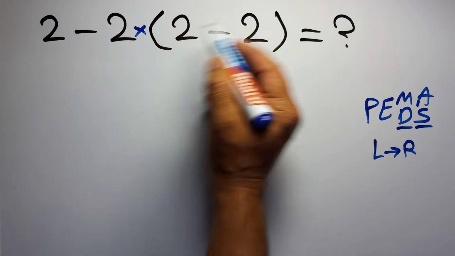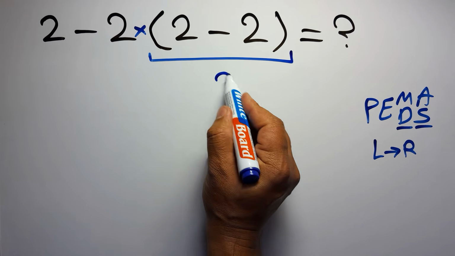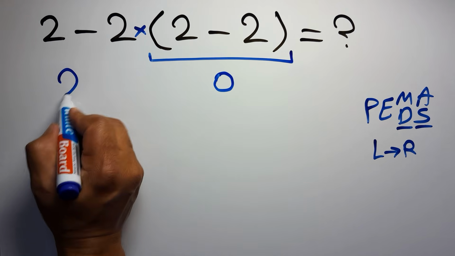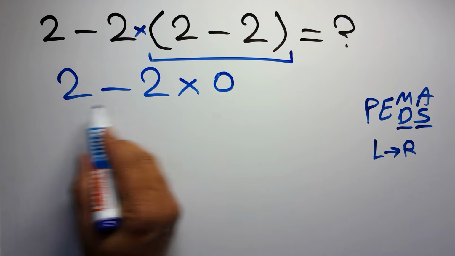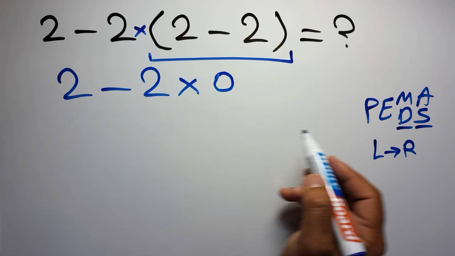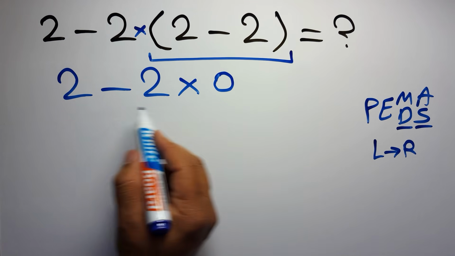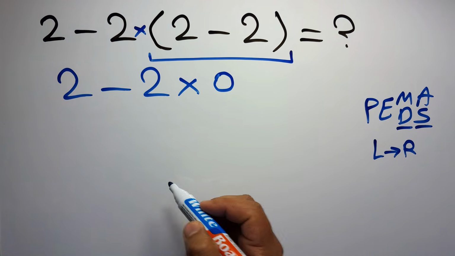So first we have to do this parenthesis. Inside this parenthesis we have 2 minus 2, which equals 0. So we have 2 minus 2 then times 0. Now in this expression we have one subtraction and one multiplication. According to PEMDAS, multiplication has higher priority than subtraction, because multiplication comes before subtraction.